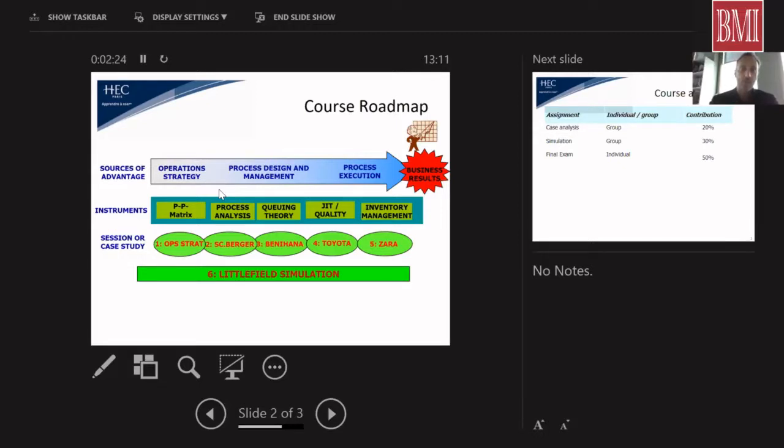We will see how your decisions in terms of process design and management may optimize, may increase the efficiency of a process by reducing variability.